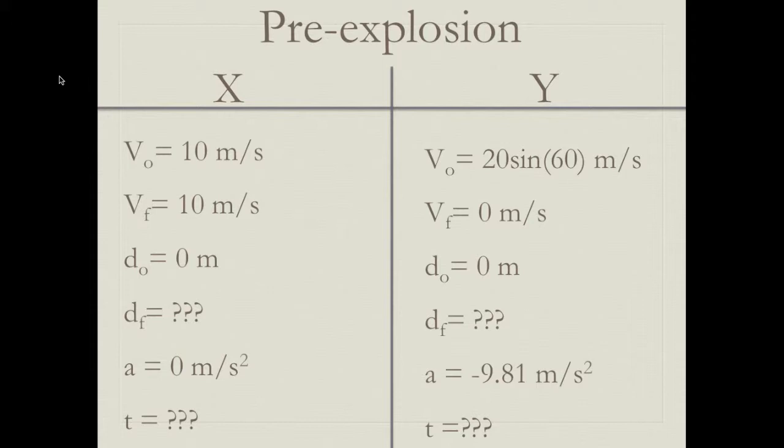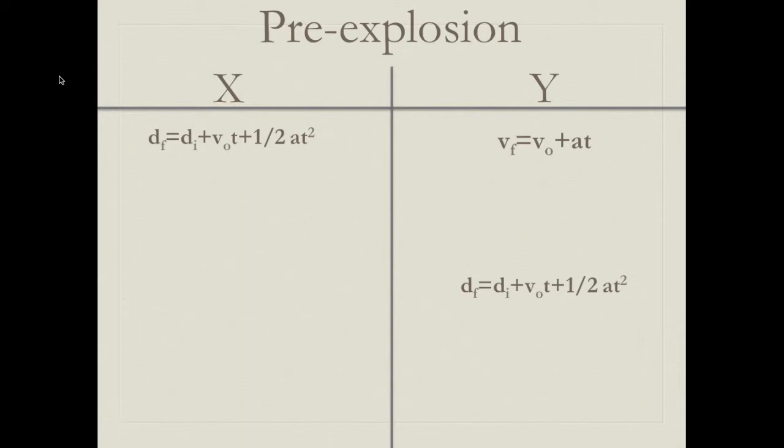V0 in the y direction is 20 sine 60 meters per second. Our v final is 0 meters per second because we are stopping at the top of the arc. We are ending at the explosion for this projectile motion section of the equation. Our d0 is 0 meters. Our d final is unknown. Our acceleration, as always, is negative 9.8 meters per second squared. And our time is unknown.